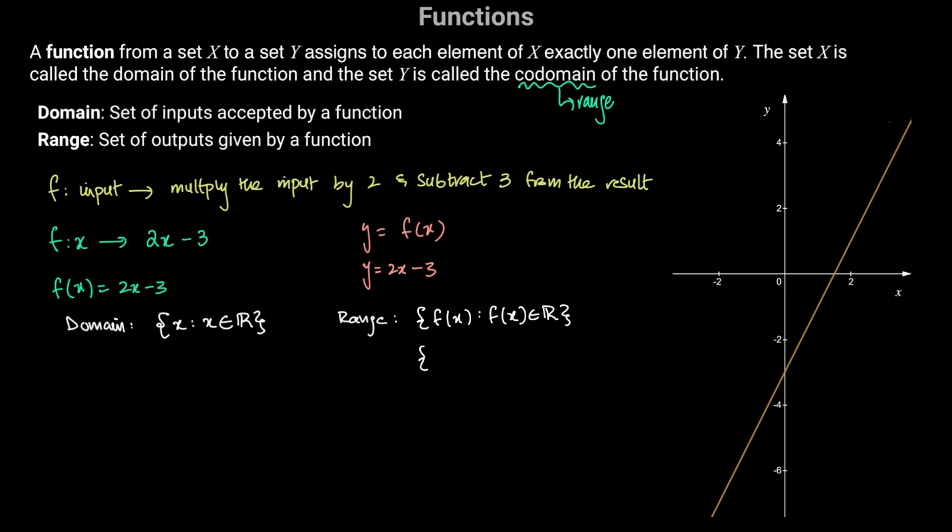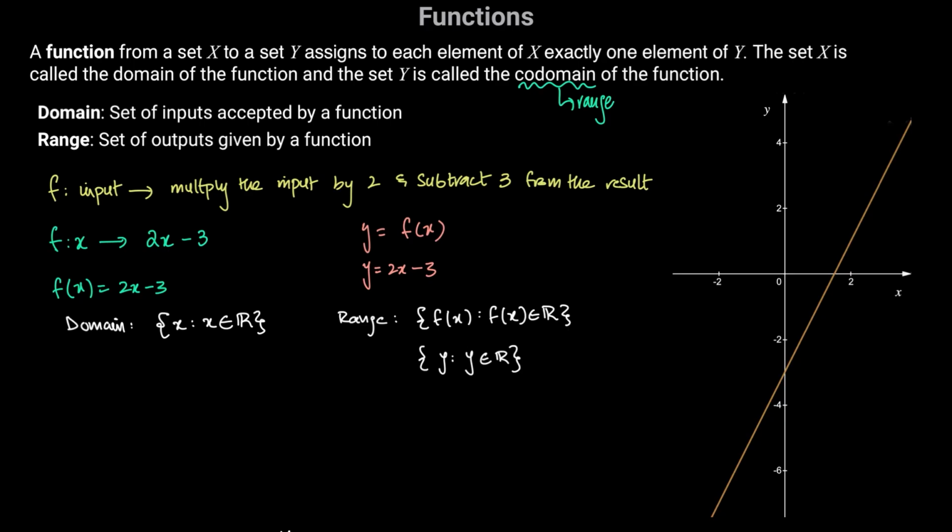Or if we say over here that y is equal to f of x, we can say that y can be any real number. So over here we can say that the domain for this function is the set of real numbers. That is, the input x can be any real number. And the range for this function is also the set of real numbers. In other words, the output f of x, or y, can also be any real number.